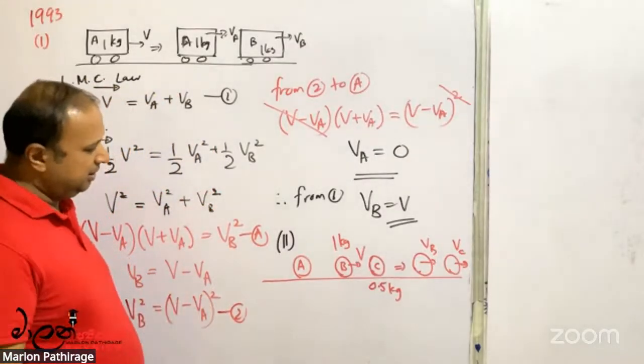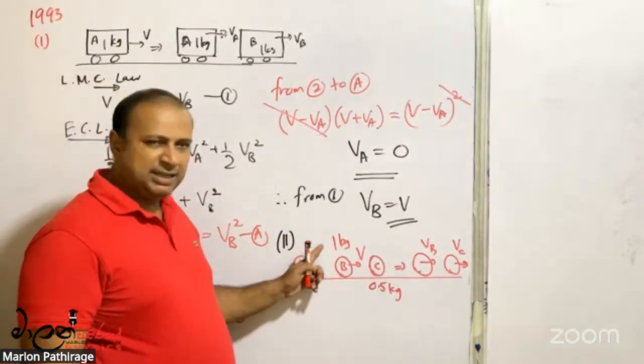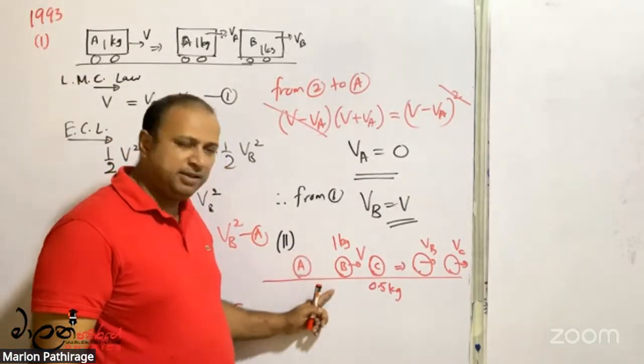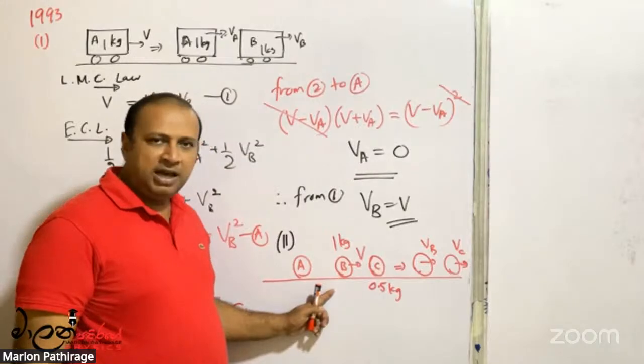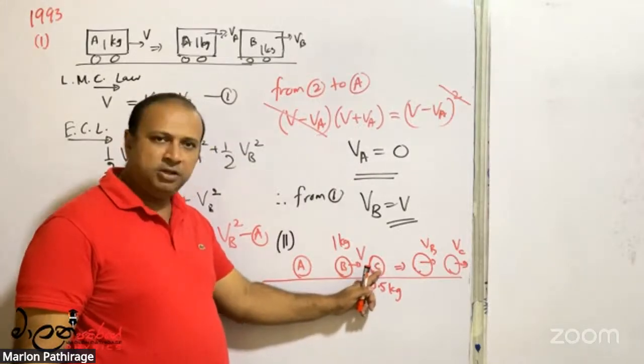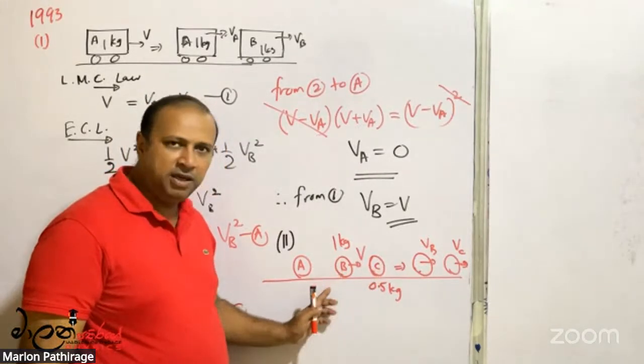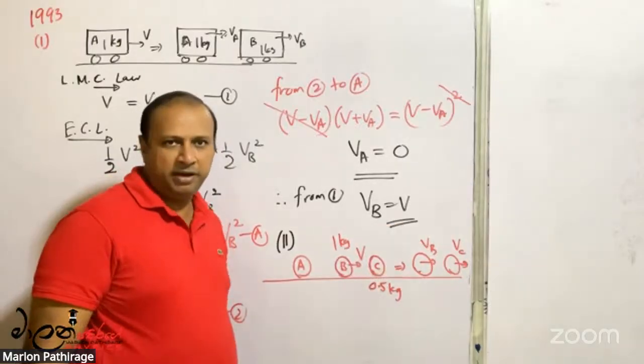But as the mass of this object is higher, then definitely after the collision, the speed of C should be higher than the speed of B, and both should move in the same direction.